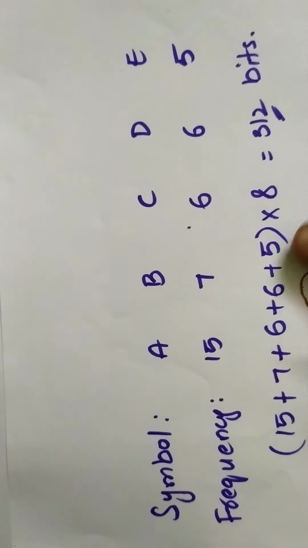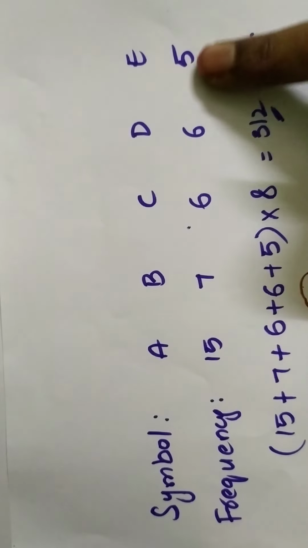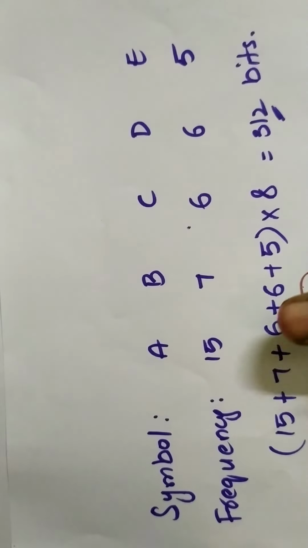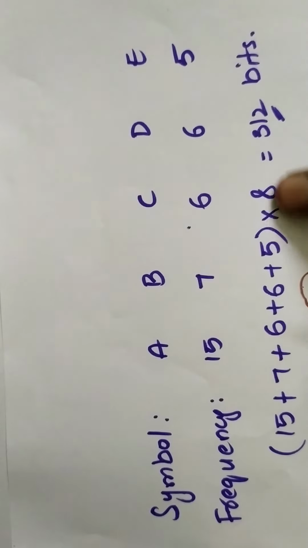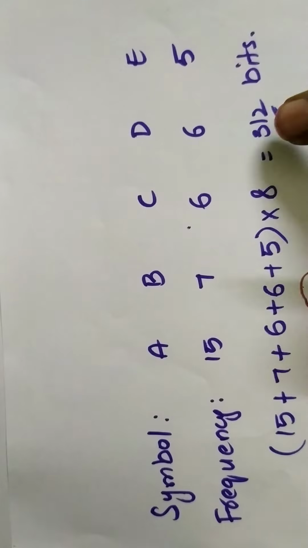So let us calculate the required bits without using Huffman encoding. Now we are calculating the size of bits required by these symbols. Let us add these frequency values, 15 plus 7 plus 6 plus 5, into 8 because each character needs 8 bits. So it gives us 312 bits. Without using the Huffman technique, this message requires 312 bits. Let's see how Huffman gives the solution to reduce this size.